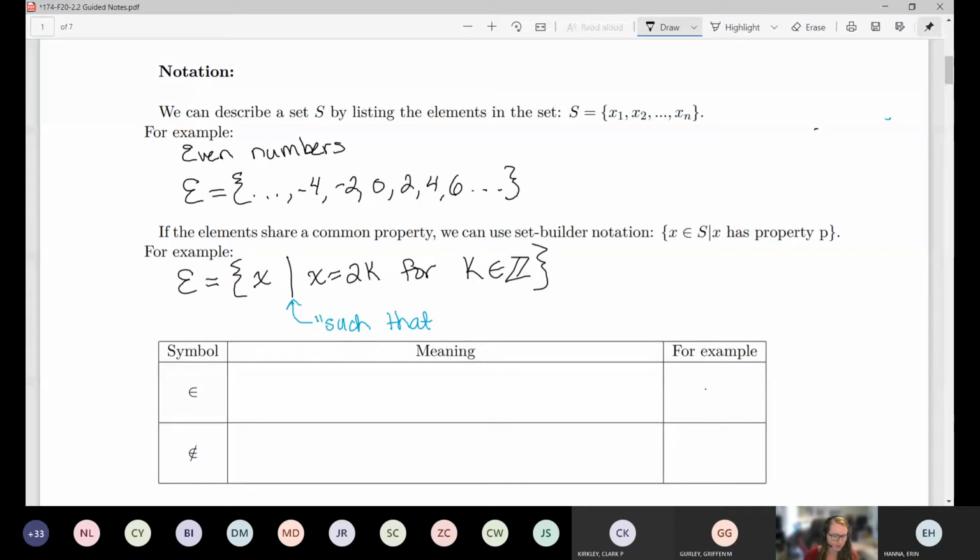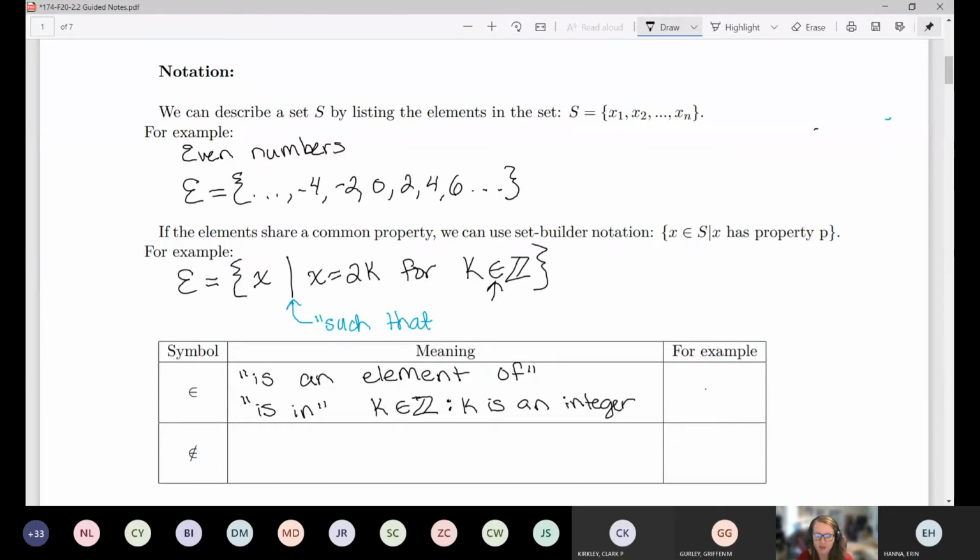So this symbol right here means "is an element of." You can also say "is in." Let me bring out this example right here. This would be k is an integer, and we'll list the integer symbol in a second. That's essentially saying that the thing on the left is contained in the set on the right. So there's always an element on the left and a set on the right. That would say that k is an element of the set that is the integers. So for example, with these even numbers, I could say 2 is in my set E, or 4, or 10, or 12, or 54. Any even number I could say is in that set E.